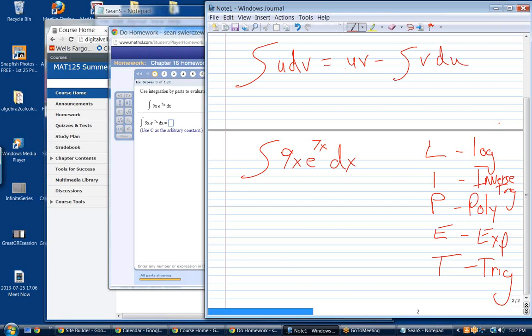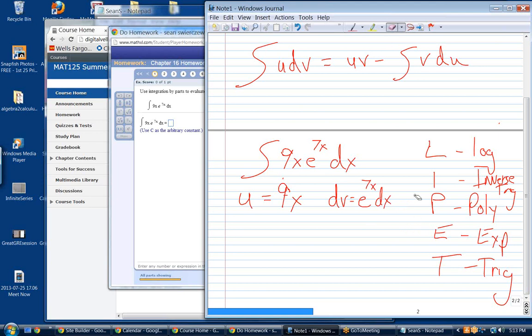I need to figure out what to let u equal and what to let dv equal. So here's the methodology. I'm going to let u equal whatever the priority is determined by LIPET. If there's a logarithm, I'm going to let u equal that logarithm first. Okay, what can we let u equal here? Well, we have a choice of 9x or e to the 7x. Polynomial comes ahead of exponential, so I'm going to let u equal 9x. So what is dv? dv is everything else: e to the 7x dx.